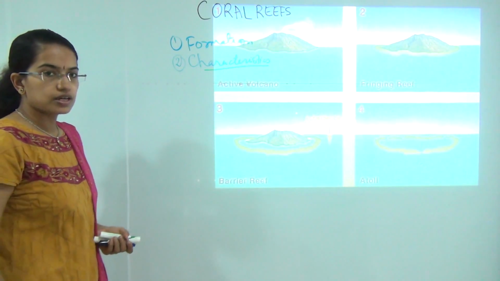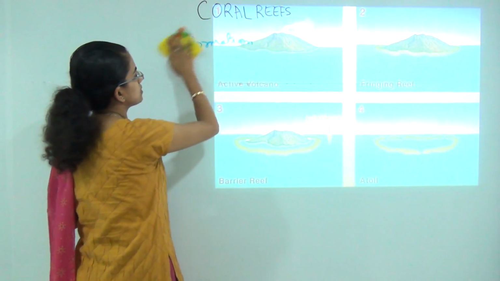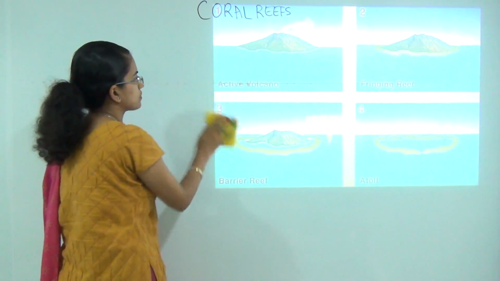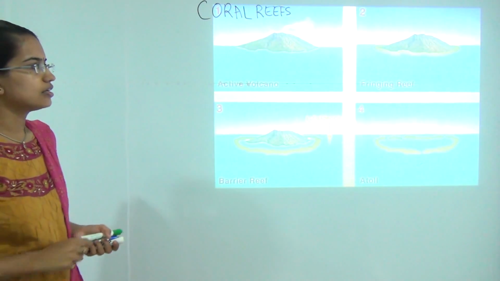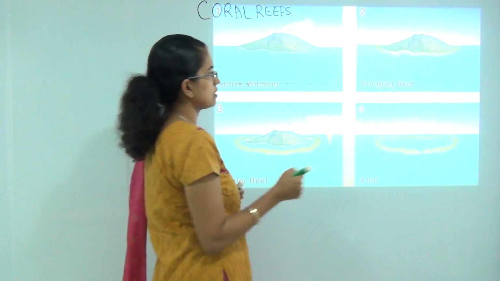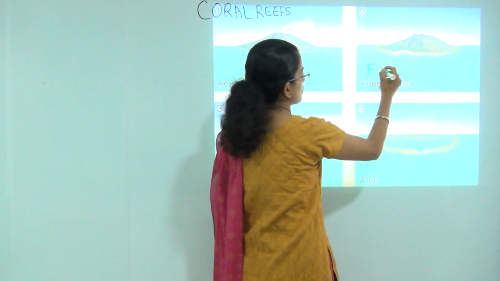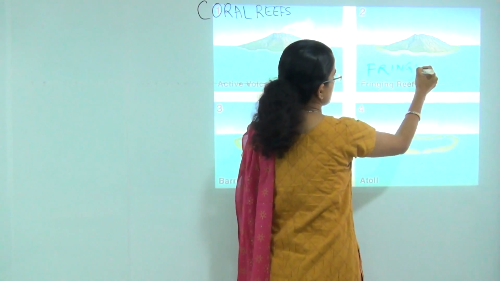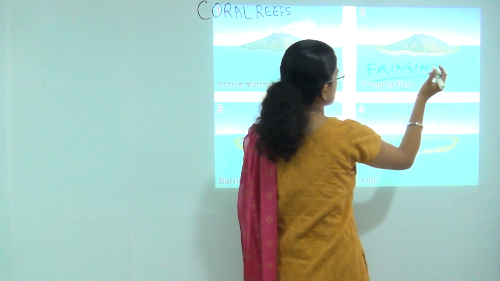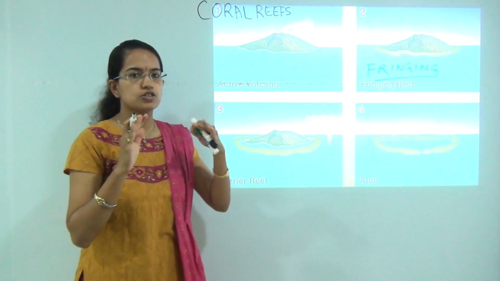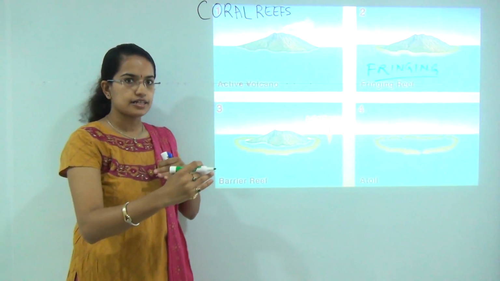So now, as we talked about the 3 major classifications of coral reef, the first is the fringing reef. So this is what fringing reefs are. Now, fringing reefs are formed adjacent to the island, okay?